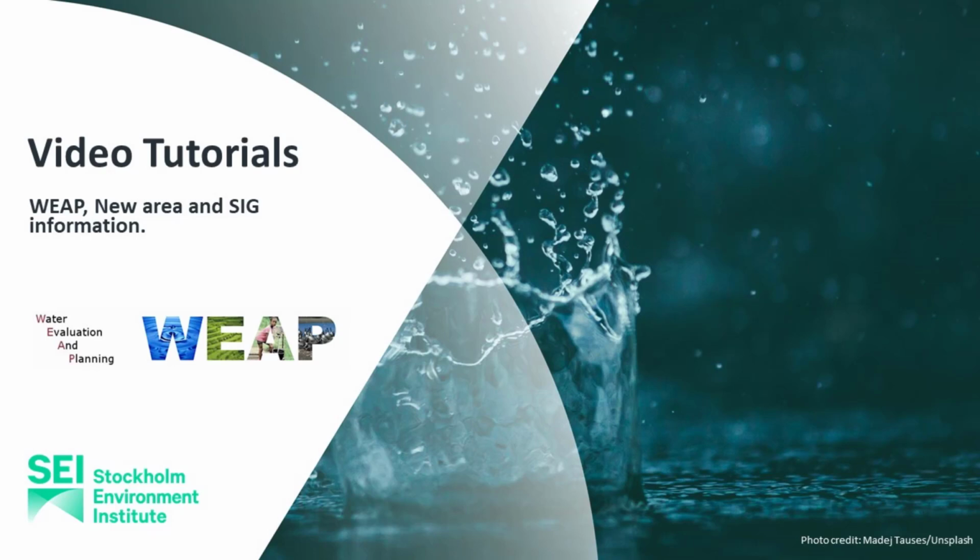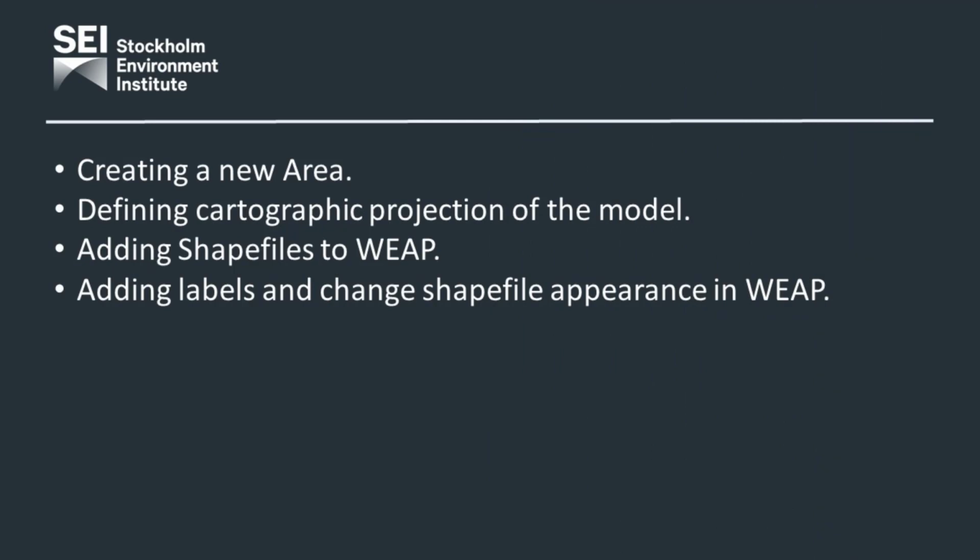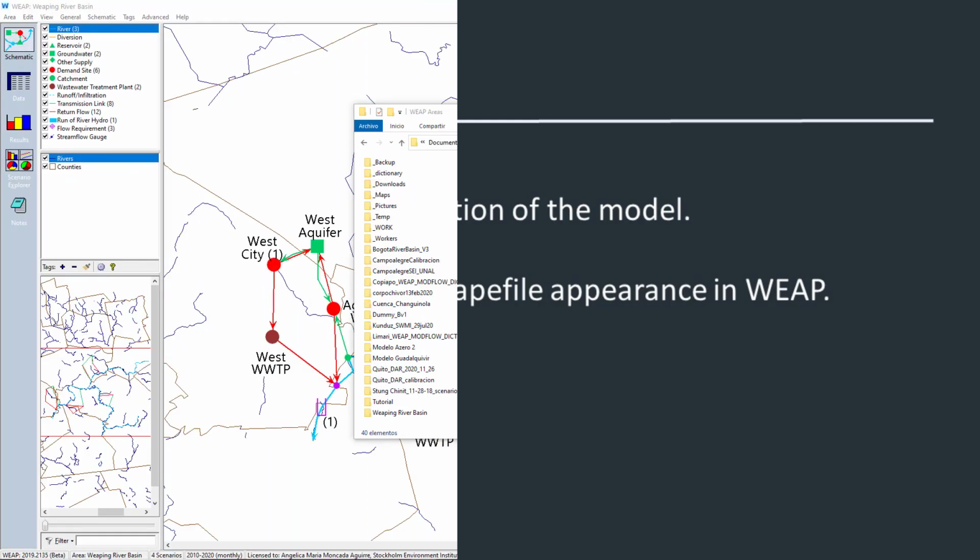Hello, in this video tutorial we will see how to create a new area, define the mapping projection of the WEAP model and add shape files. We will add labels and change the appearance of these shape files.